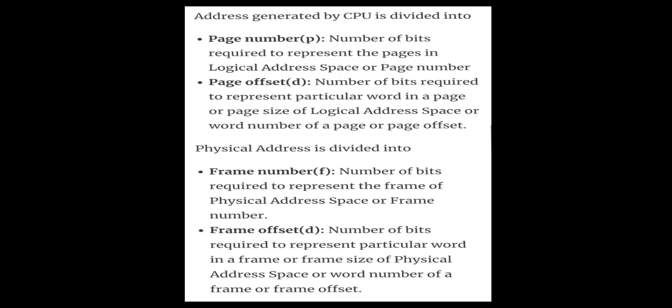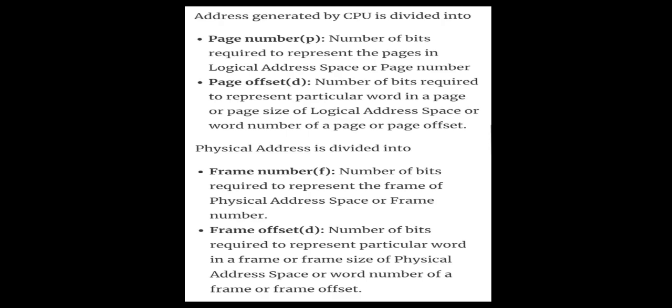For your physical address, it is divided into two: your frame number, which is F, and your offset D. The frame number is the number of bits required to represent the frame of your physical address space. Then your frame offset is the number of bits required to represent a particular word in a frame, or the frame size of the physical address.